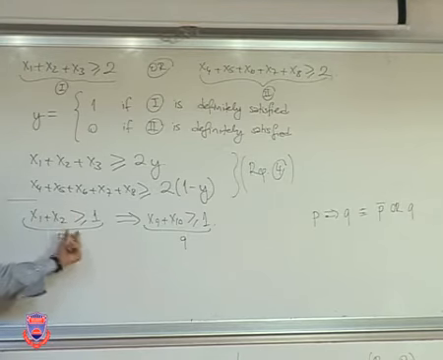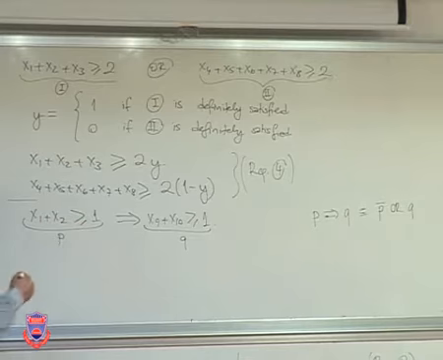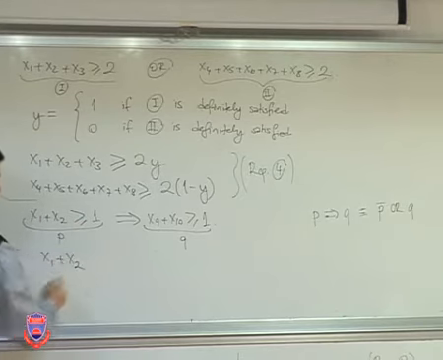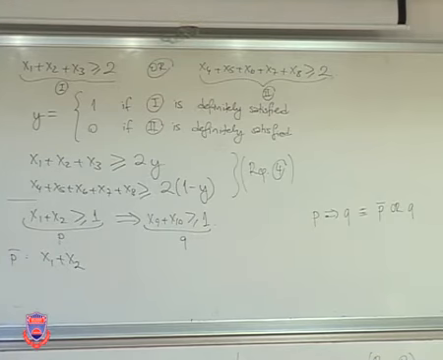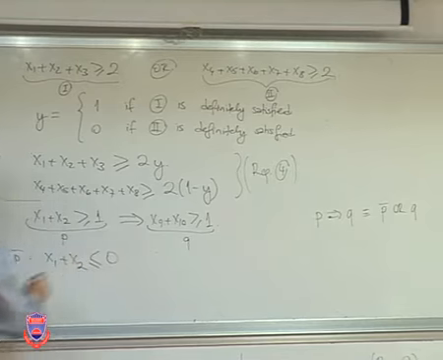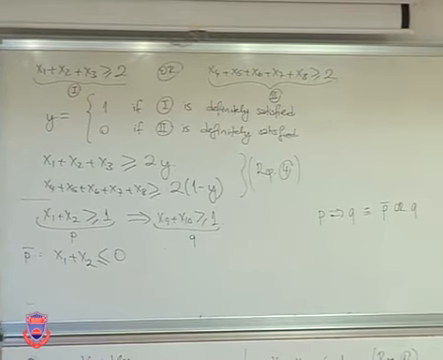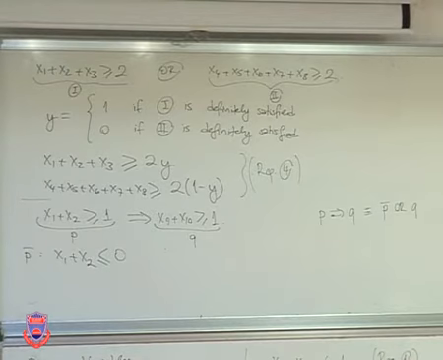x1 plus x2 is not greater than or equal to 1. Okay? So what does that mean? If it's not greater than or equal to 1, so x1 plus x2 will be strictly less than 1. Okay? Which I can write as x1 plus x2 is less than or equal to 0. Okay? So you may wonder why not equal to 0? Well, because this is going to help us basically.